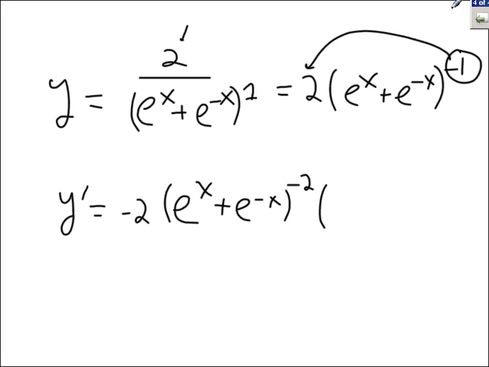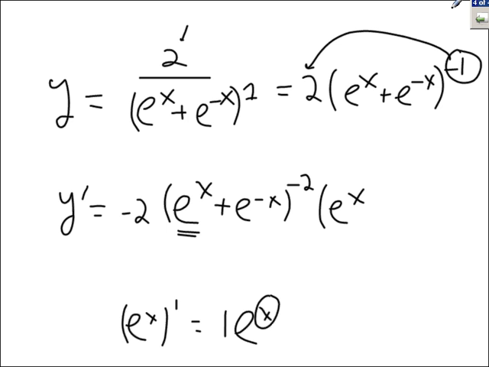And now I take the derivative of the inside. The derivative of e to the x is just e to the x, because the derivative of e to the x, by our rule, is e to the x times the derivative of x, which is 1. But 1 times e to the x is e to the x. Plus, the derivative of e to the minus x is e to the minus x times minus 1. And there's your answer. Well, we shouldn't have negative exponents.